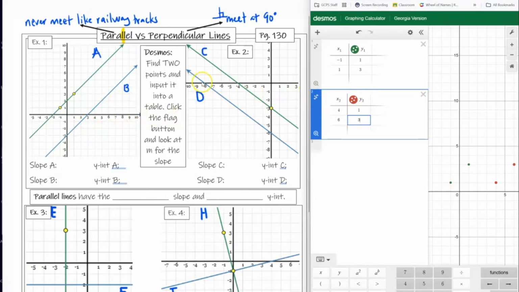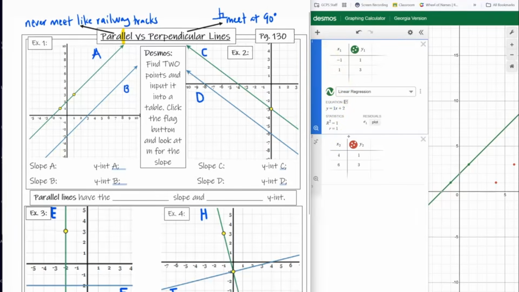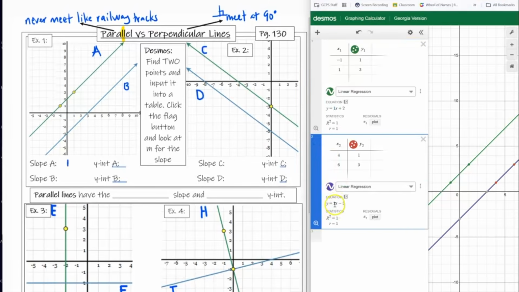All right, so right now you should have found the C and D 2 tables. Then what you want to do is click the flag button and look for the slope. I'll click the flag for line A. The flag slope says that it's 1. For line B, the flag says that it's also 1. So I've got the 2 same slopes.